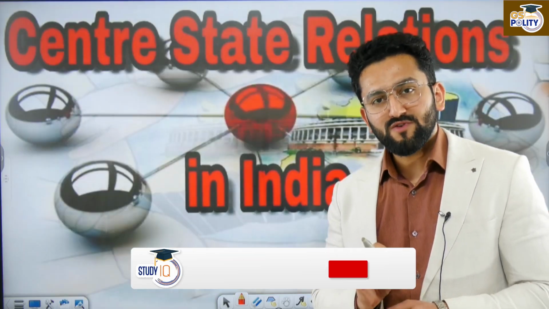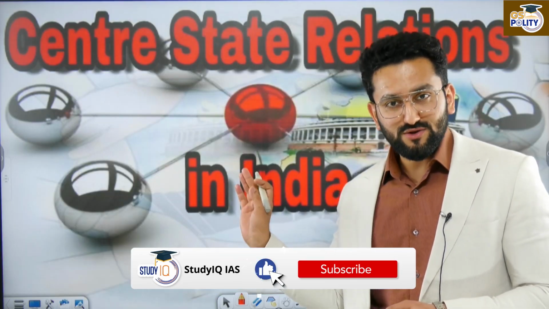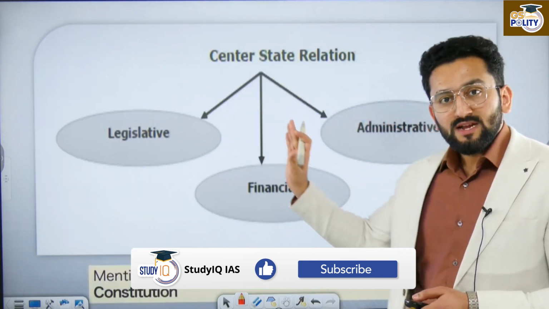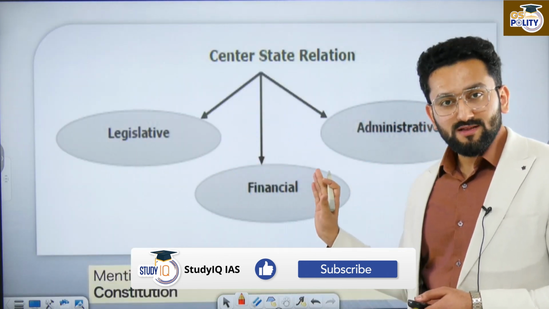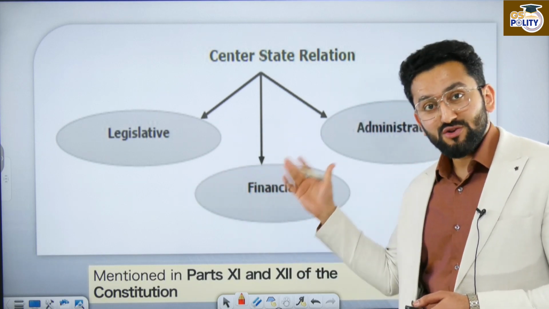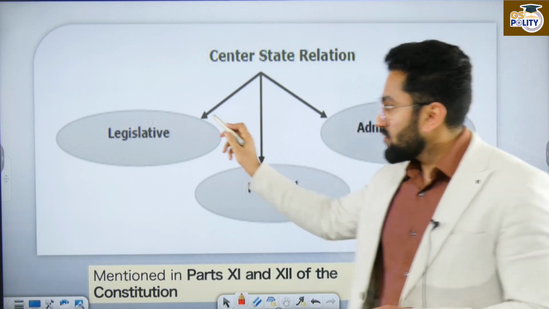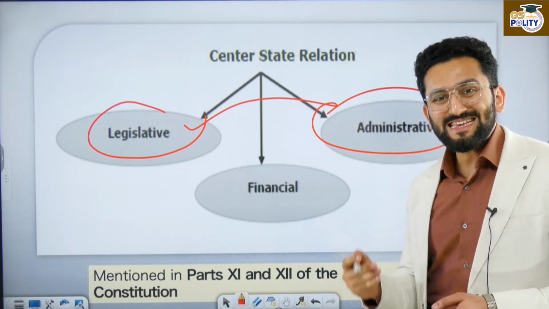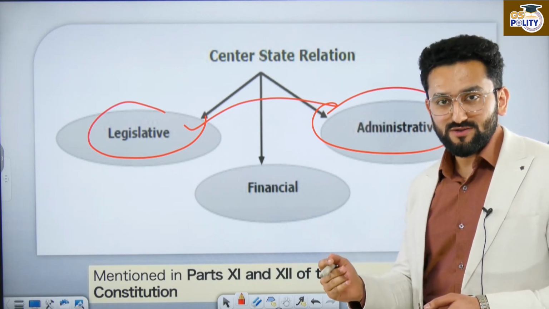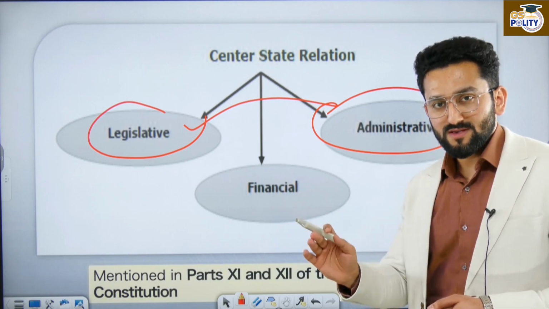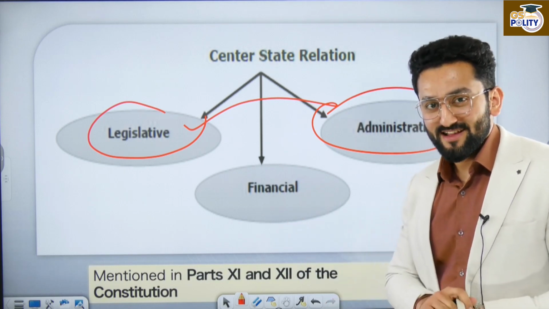In our previous class, we were discussing center-state relations, an important topic. And we know now that we can divide this into three heads, means legislative aspect of center-state relations, then financial, and then executive. We have gone through legislative aspect, and today we need to talk about administrative or executive aspect of center-state relations. Good number of questions can be made in your upcoming prelims, so give due attention.